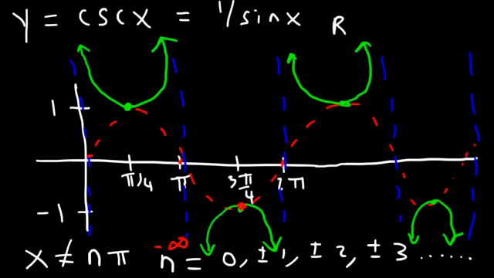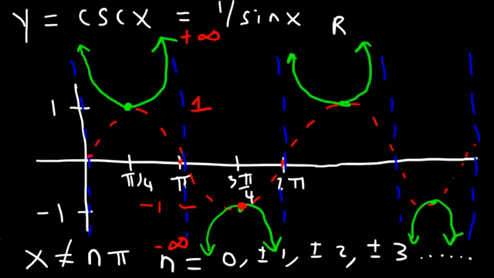At this point, the y value is negative 1. And there's nothing in between negative 1 to 1. Cosecant simply doesn't exist there. Now the function continues at a y value of 1 and goes all the way to infinity. So now we can write the range.